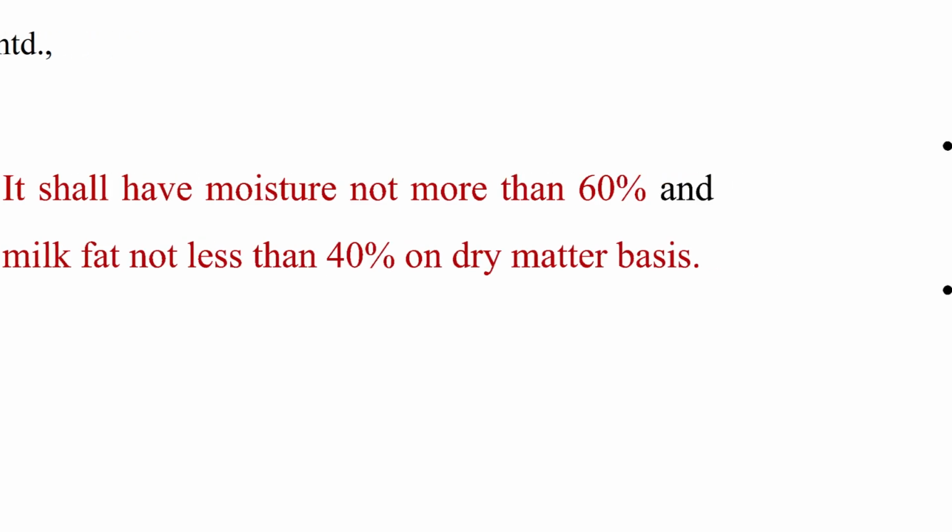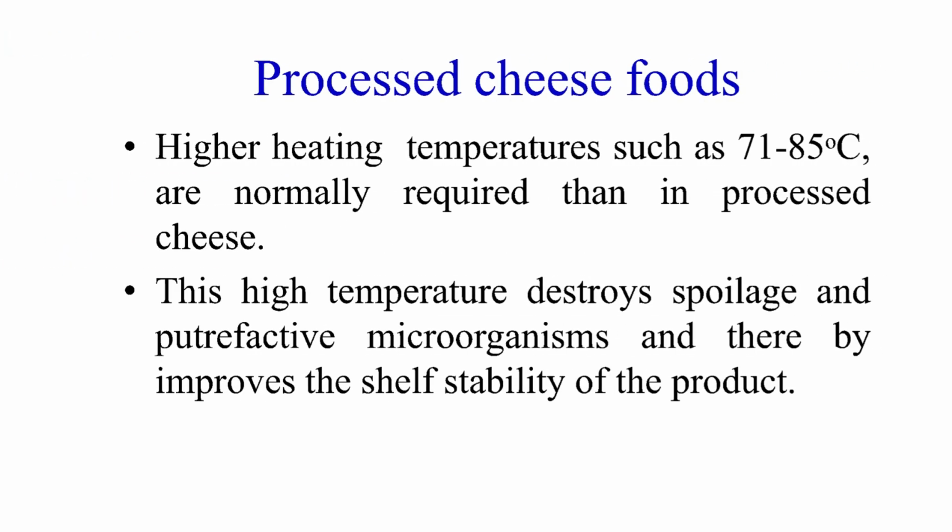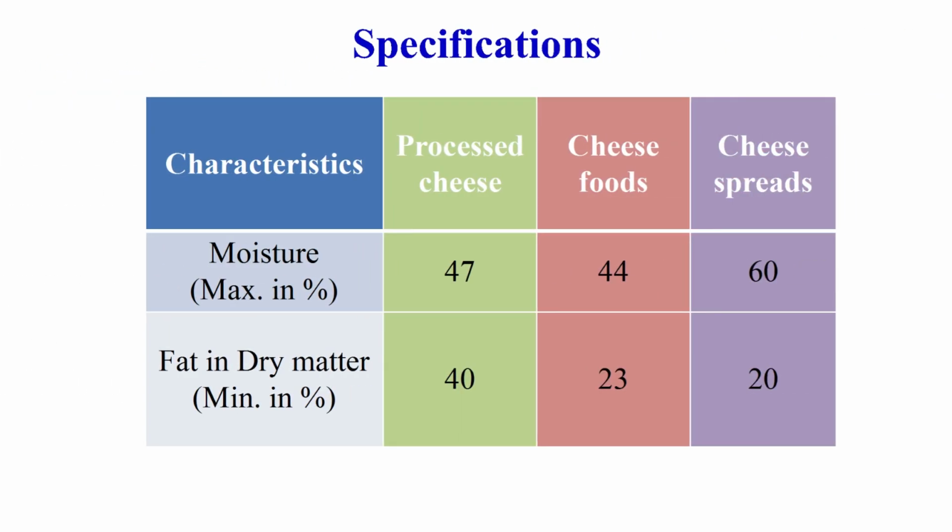Processed cheese foods require even higher heating temperatures, typically between 71 and 85 degrees Celsius, which is higher than for standard processed cheese. This high temperature is necessary to destroy spoilage and putrefactive microorganisms, thereby significantly improving the shelf stability of the final product. We can compare these products by their specifications. For processed cheese, the maximum moisture is 47% and the minimum fat in dry matter is 40%. For cheese foods, the maximum moisture is 44% and the minimum fat in dry matter is 23%. For cheese spreads, the maximum moisture is 60% and the minimum fat in dry matter is 20%.